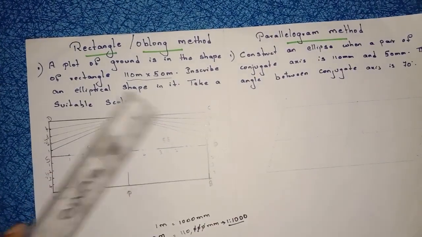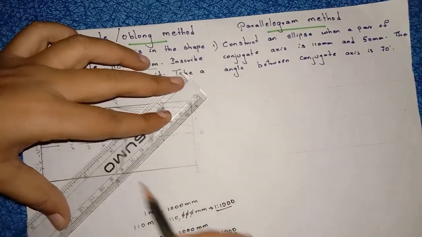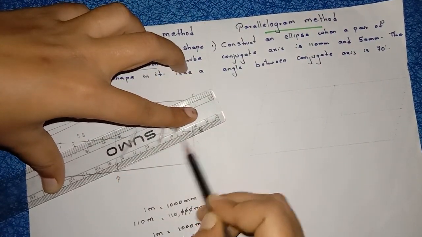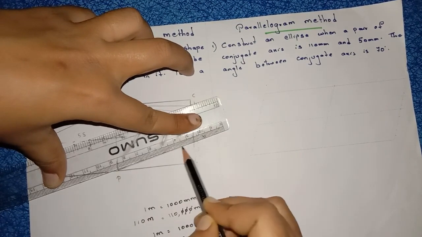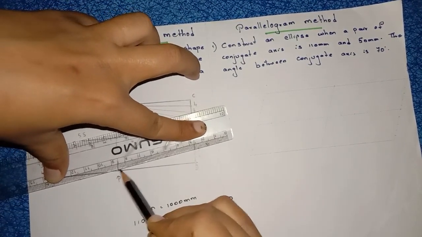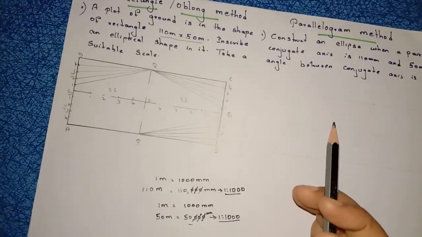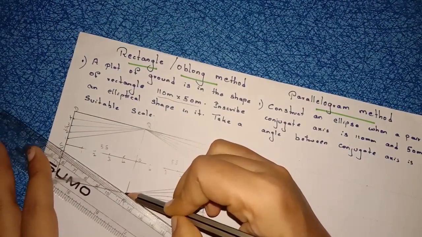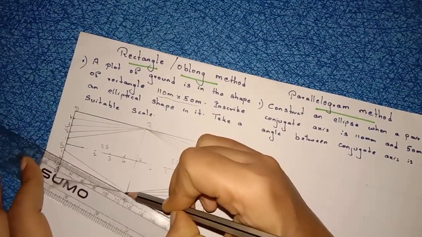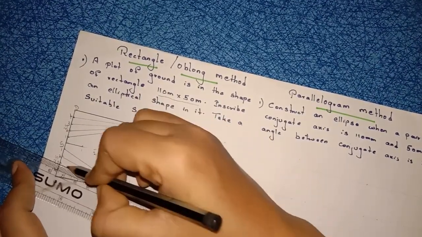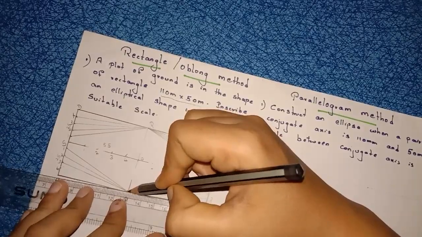Just draw the lines. Right, in a similar manner from here P, join here P to 1, P to 2, P to 3, P to 4. Right, same here also, P to 1, P to 2, P to 3, and here also P to 4.